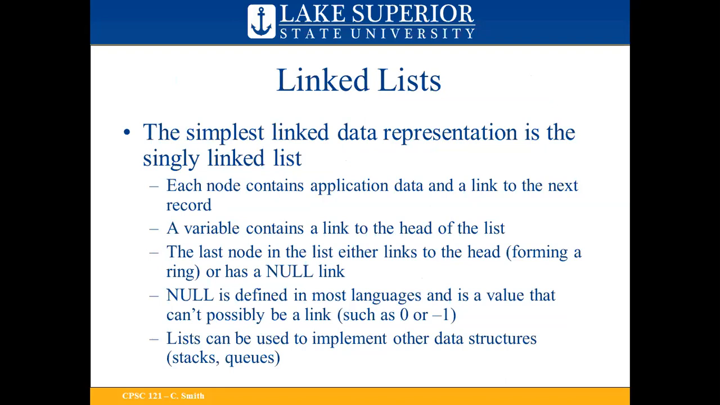So the simplest linked data representation is a singly linked list. There is an animal out there called a doubly linked list. And once you learn how to use them, you will never use a singly linked list again. It's just the way it is. Each node contains application data and a link to the next record, just like the stack, just like the queue. A variable contains a link to the head of the list.